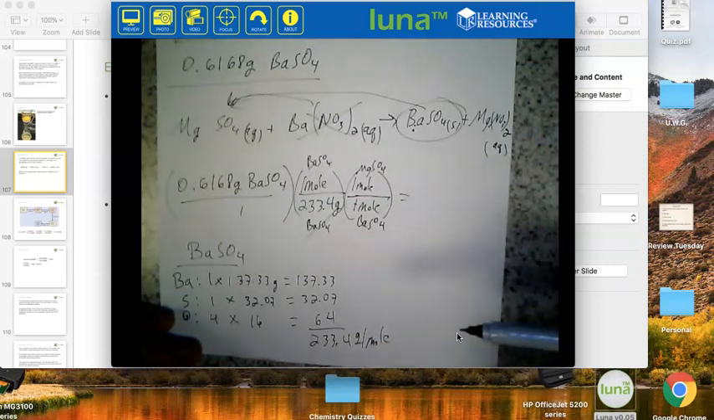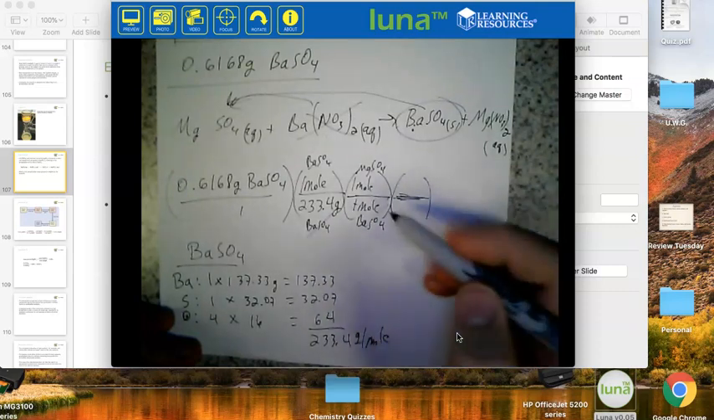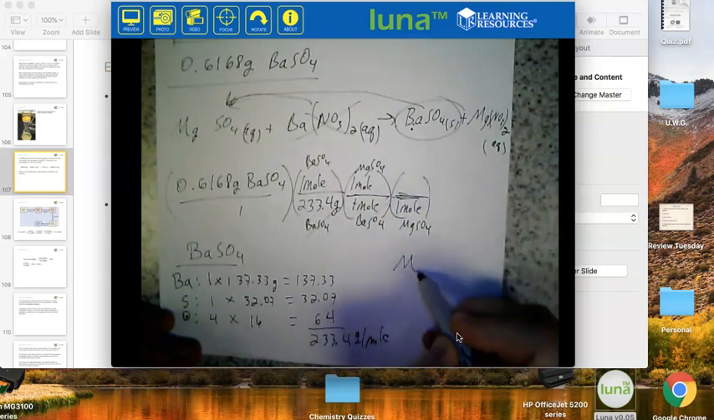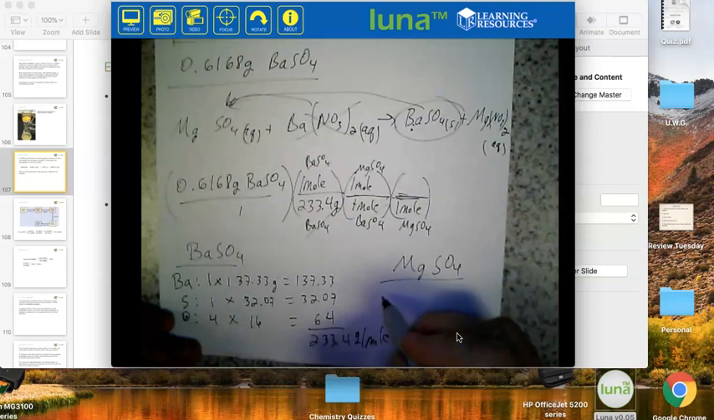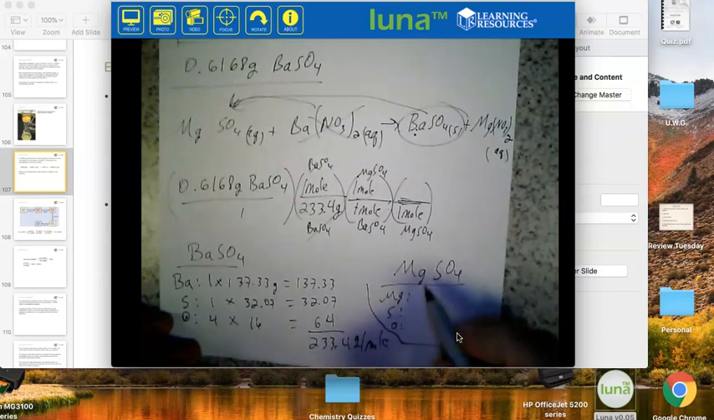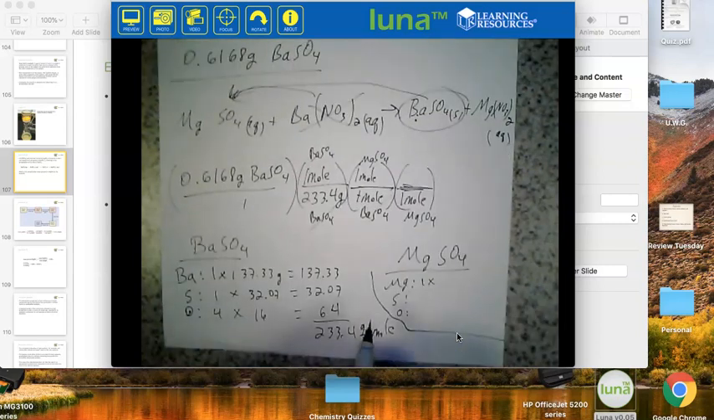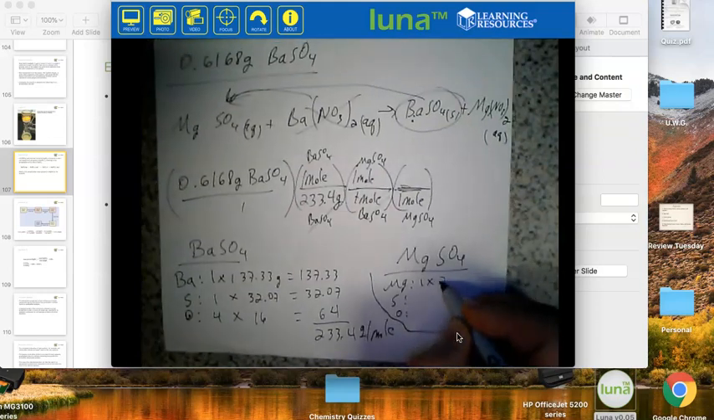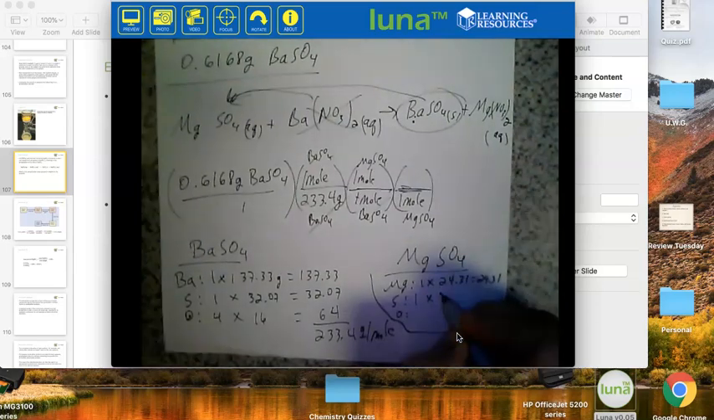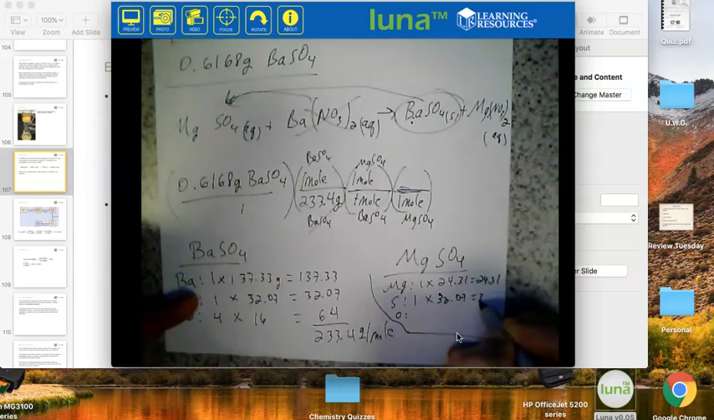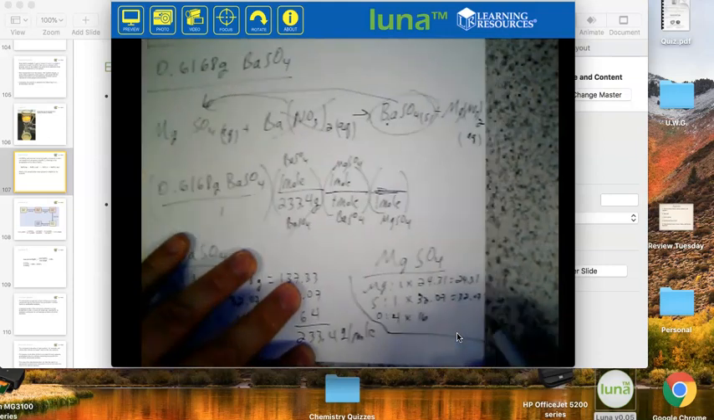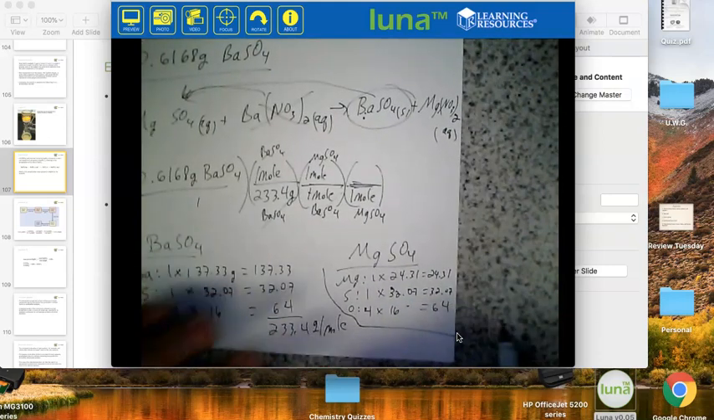Now we need to go from moles to mass. So one more step here. For every 1 mole of magnesium sulfate, so many grams. Again, I'm having to figure out my molar mass for this big thing here. Alright, so 1 times the molar mass of magnesium is 24.31. For sulfur, it's 1 times 32.07. For oxygen, it's 4 times 16.